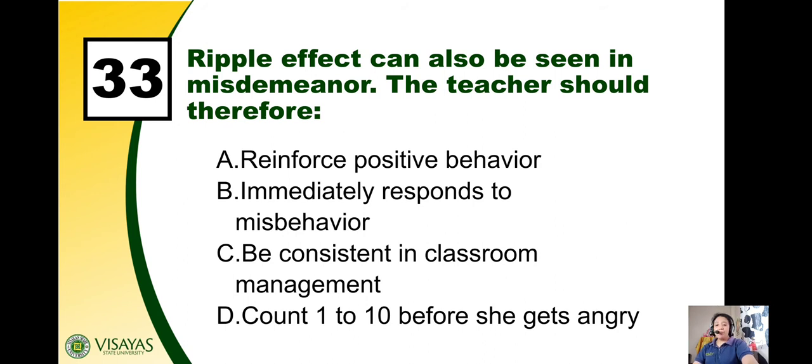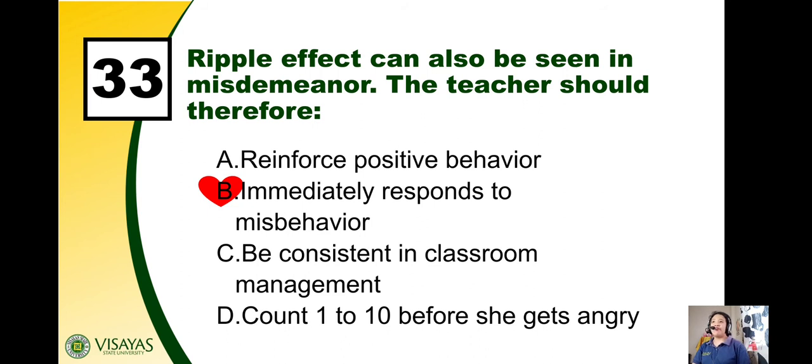Again, ripple effect can also be seen in misdemeanor. The teacher should therefore: A. Reinforce positive behavior. B. Immediately respond to the behavior. C. Be consistent in classroom management. Or letter D. Count 1 to 10 before she gets angry. What do you think is the answer for this class? That is letter B. Immediately respond to misbehavior.